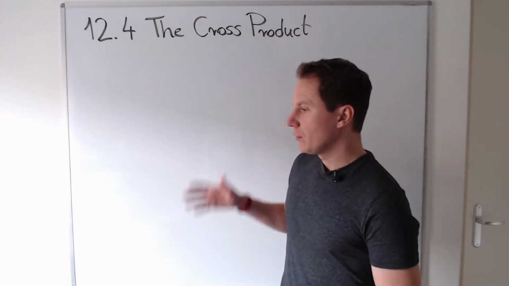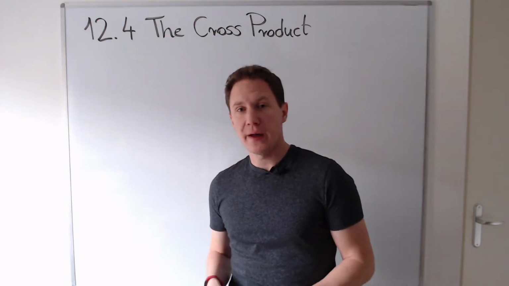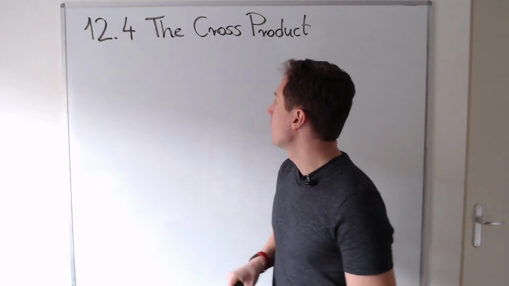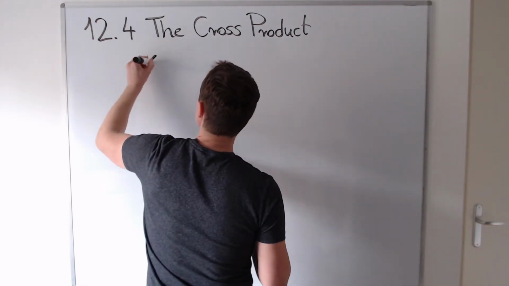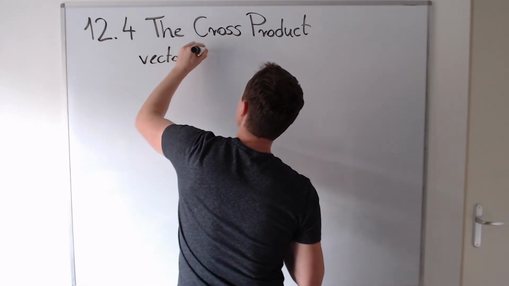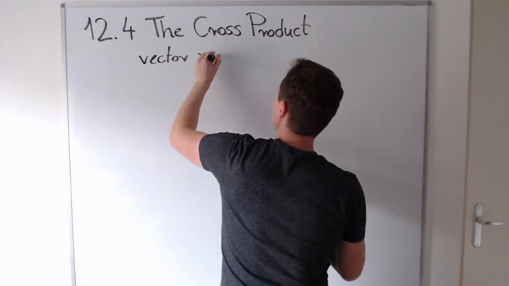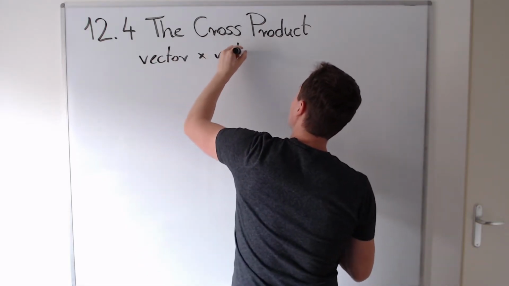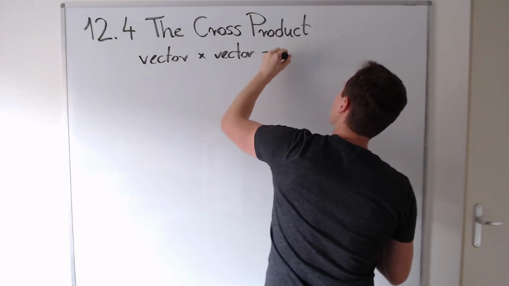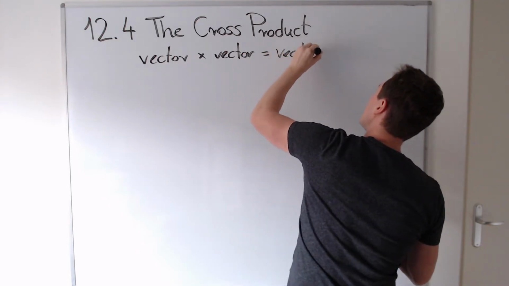In this video we are going to look at another product of vectors, the cross product, where you take two vectors, multiply them with this cross product, and you get a third vector as the result.